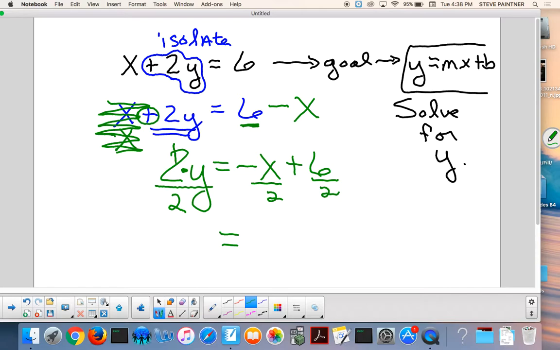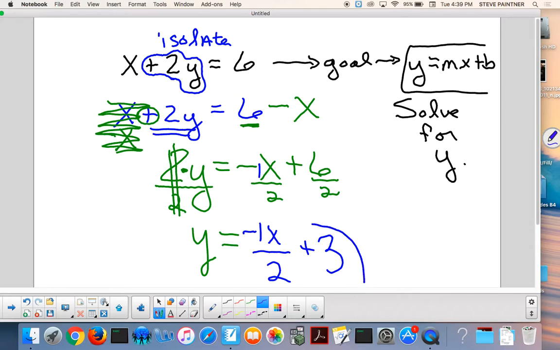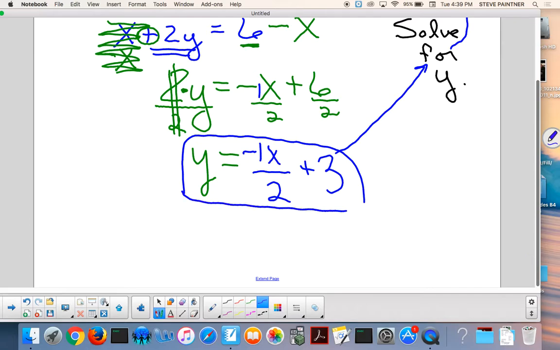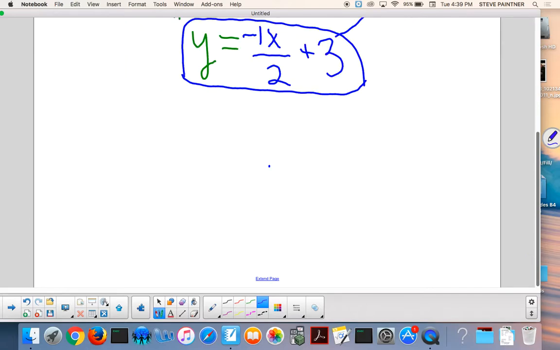So 2 divided by 2 makes 1, 1y. Now, over here on the right side, you've got this number in front of x, it's 1. So what happens is now you have negative 1x over 2 plus 6 divided by 2 is 3. And now this is solved for y, which means it's now in slope-intercept form, which now means we can graph it pretty quick. Okay, and this is what we did last week.